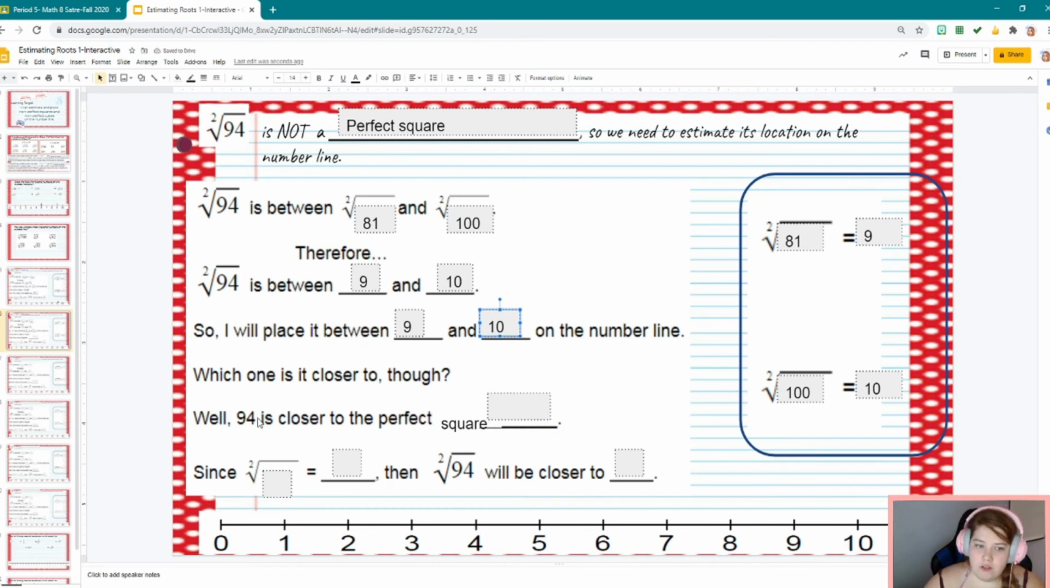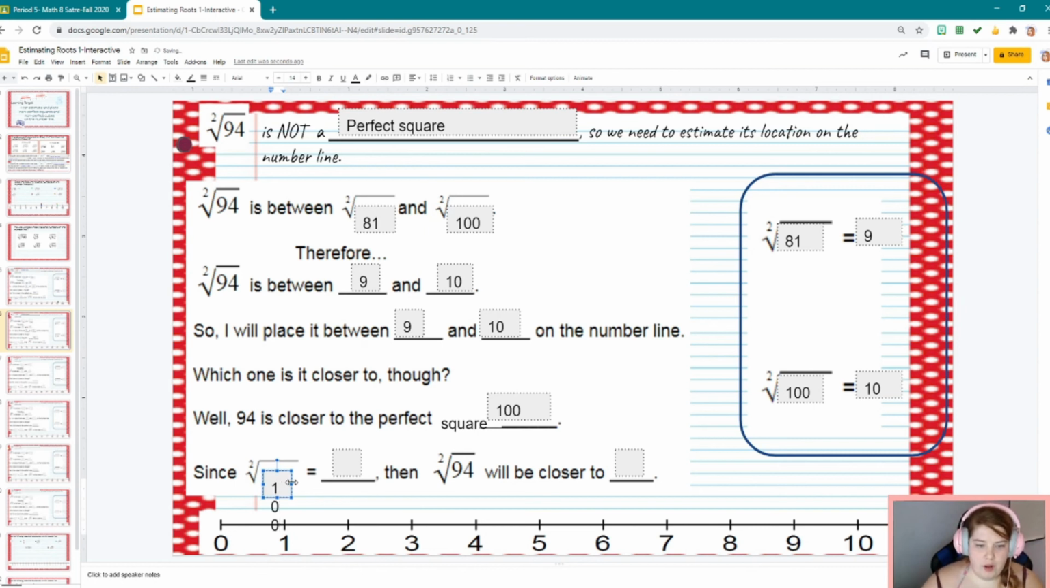But again, which one is it closer to? 94 is closer to which number? Well, 81, 82, 83, 84, 85, 86, 87, 88, 89, 90, 91, 92, 93, 94. So there's 13 digits between 81 and 94, and only 6 between 94 and 100. So since 6 is smaller, it's closer to 100. The distance is smaller.